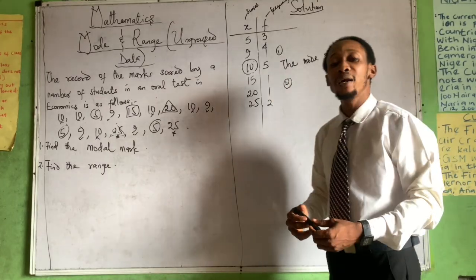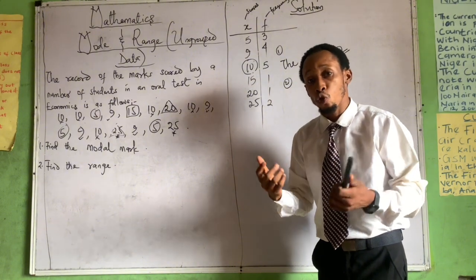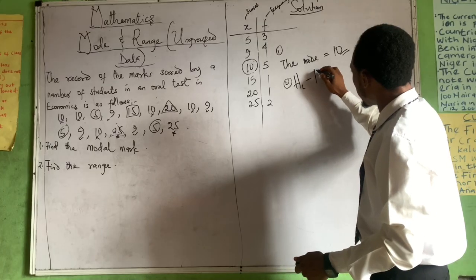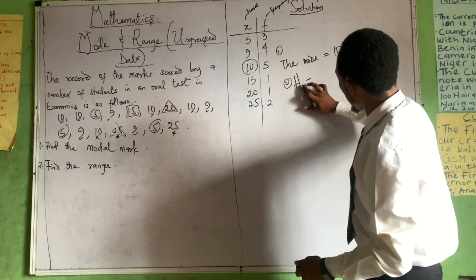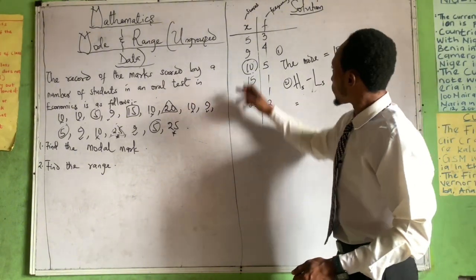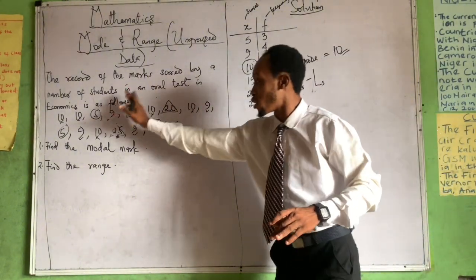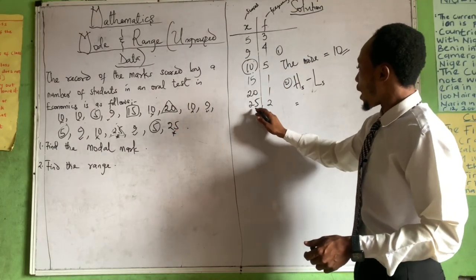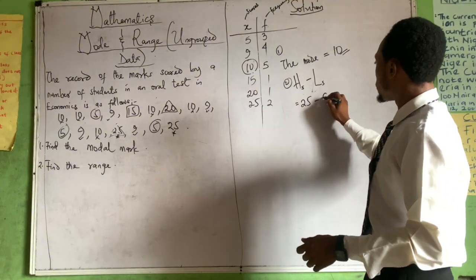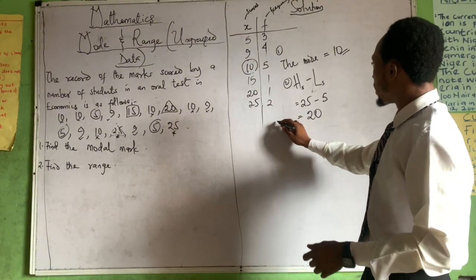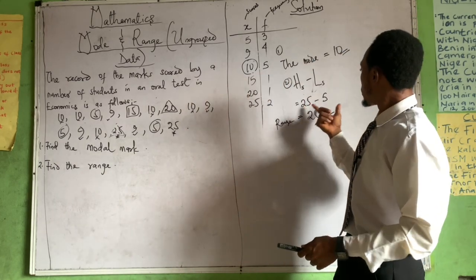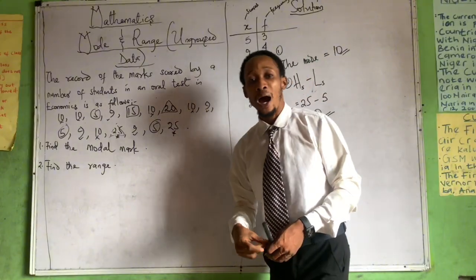Then the second one, range, means the highest score minus your lowest score. Since I've presented it well, I don't need to start looking for the highest one. I can just pick it from here. The highest score here is 25, minus my lowest score here, which is 5. So the range here is 20. So for mode, we have 10, and for our range, we have 20.